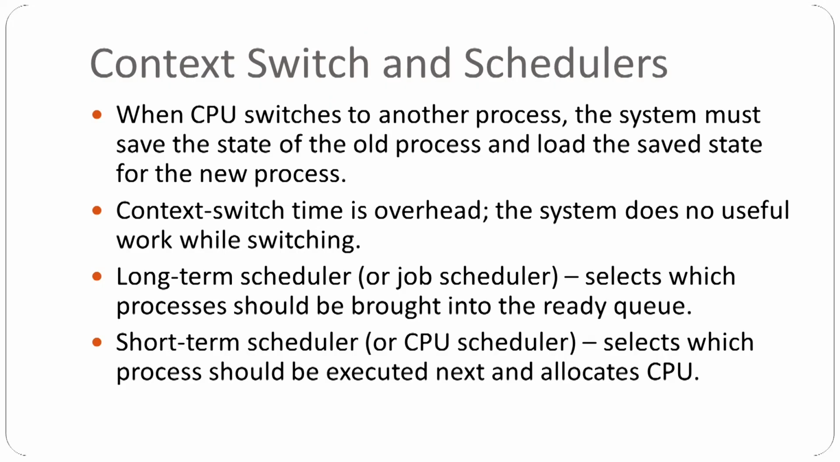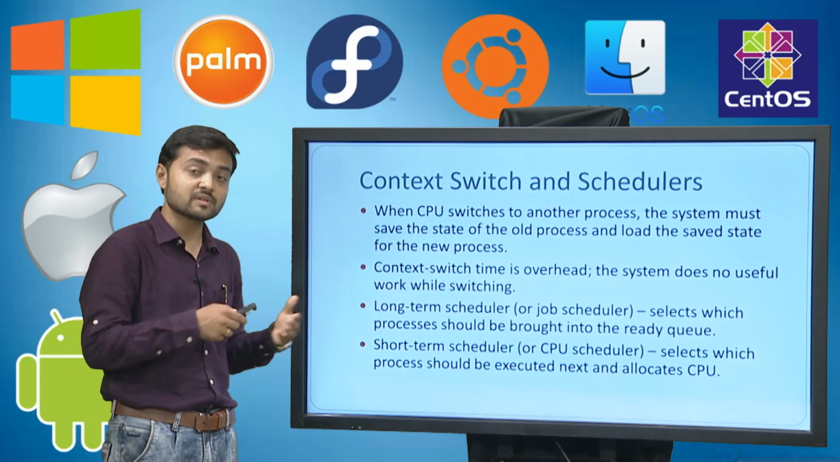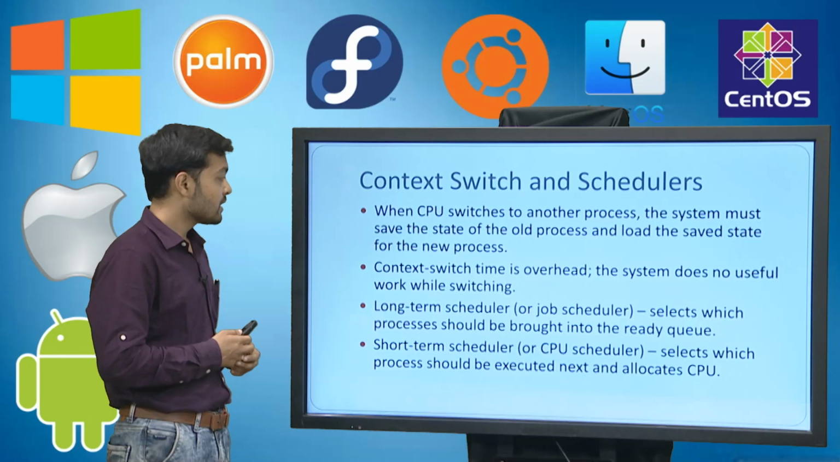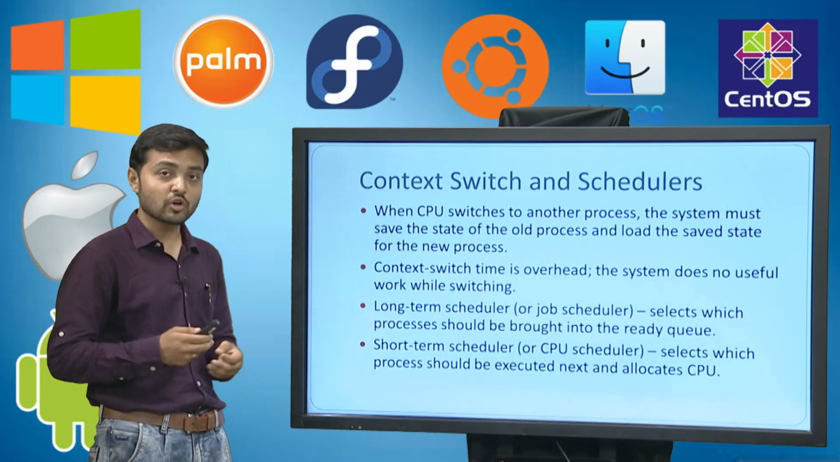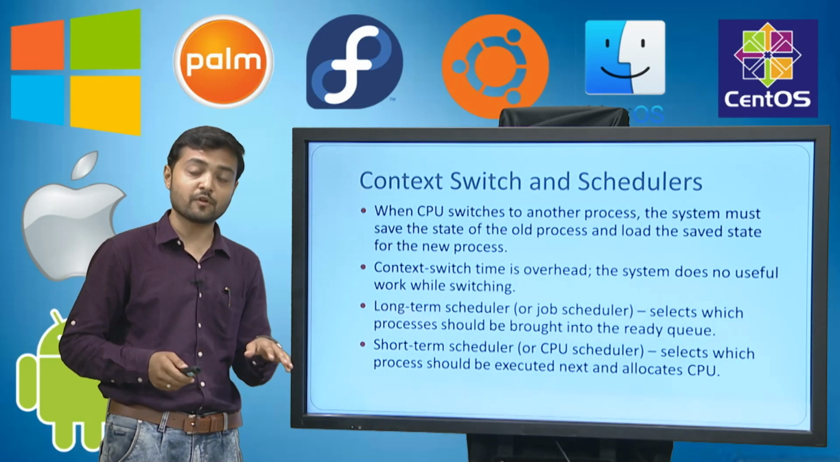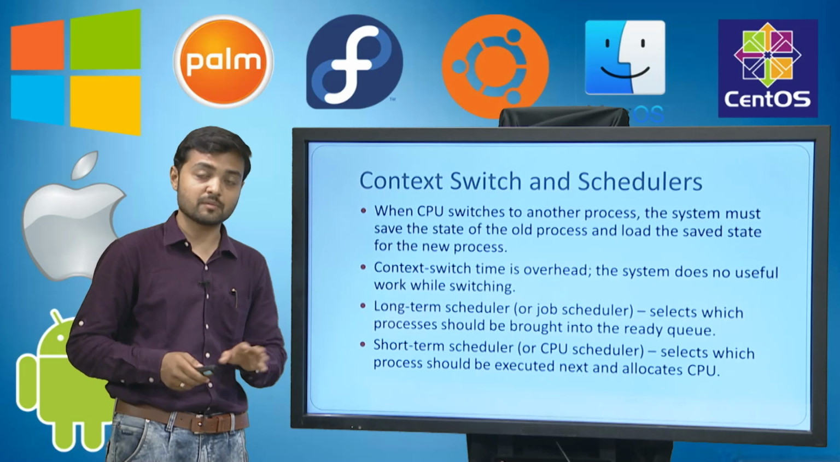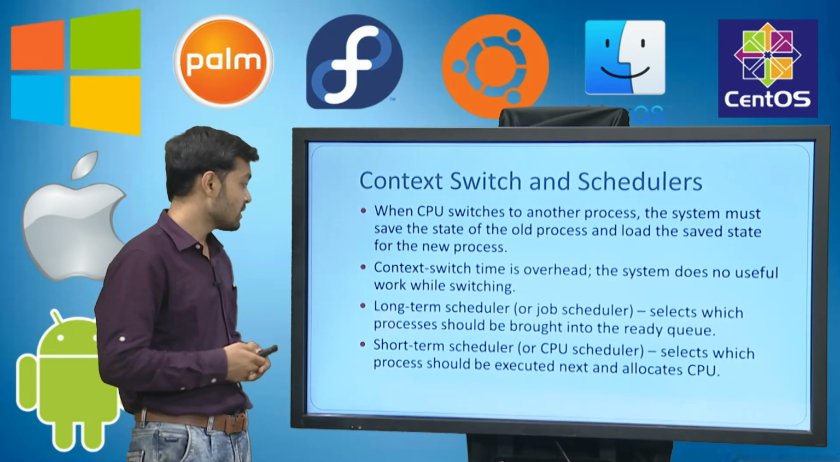That is what we are going to learn: context switch and schedulers. When the CPU switches from one process to another process, the system must save the state of the old process and reload the saved state of another process. That we have seen in the last figure. Context switch time is overhead because during this time the CPU is not performing any productive work. The CPU is not being utilized.